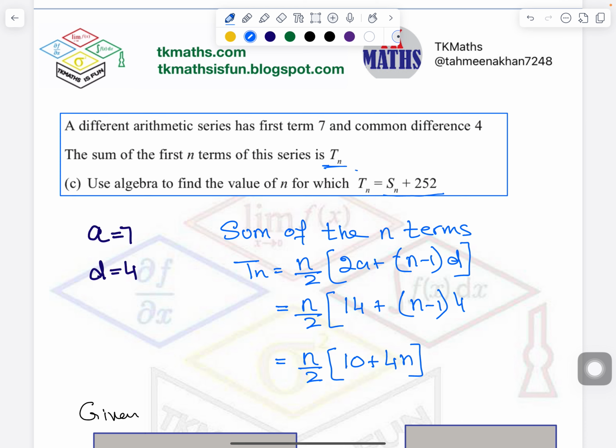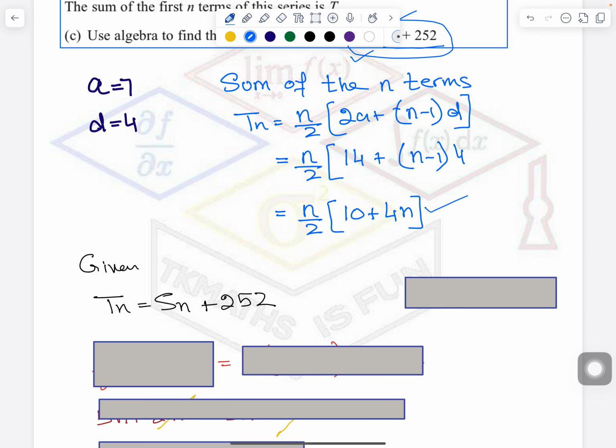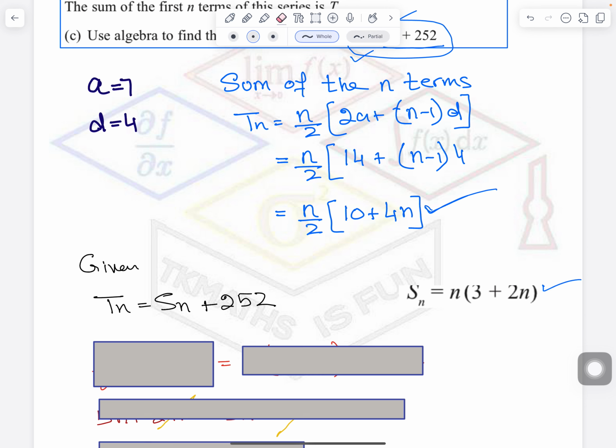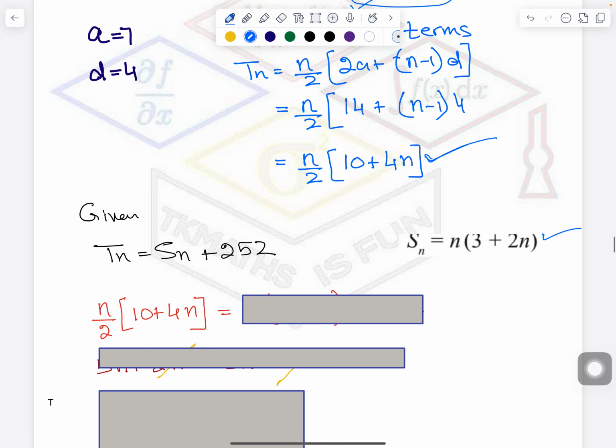Now we will substitute it in this equation. In place of Tn, I will write this, and in place of Sn, what was given in the previous part. Right? So here is the equation, and now we will substitute these values. This is Tn and this is Sn. So I'm going to substitute these values here. You can see slowly. Okay.